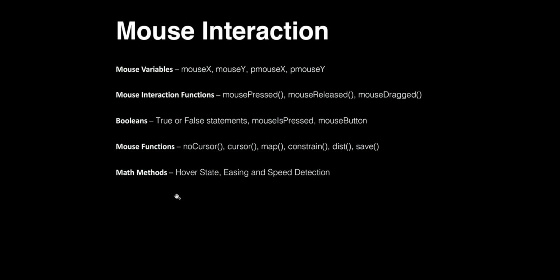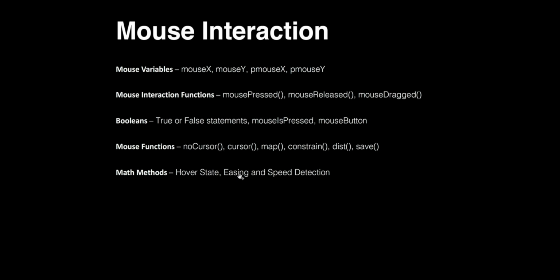Then we're going to use some math methods, some equations, to figure out when we have a hover state. For instance, if there's a hover state on a button, then we can change the color, or we could say on click on that button it does something.